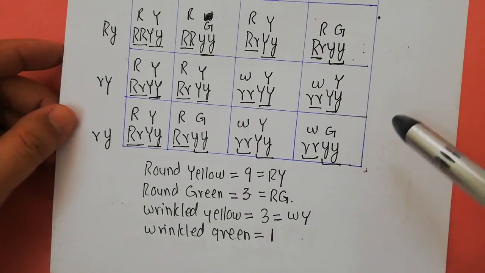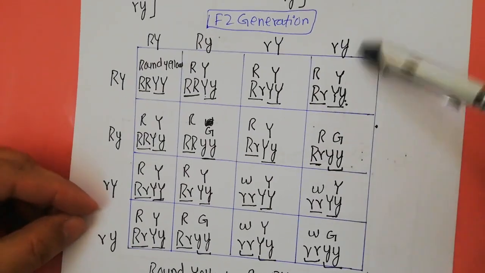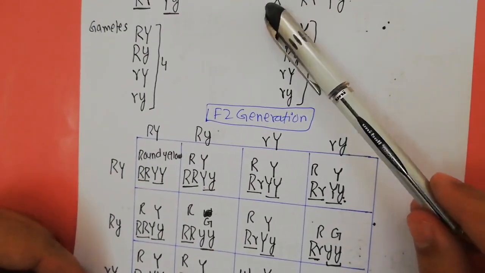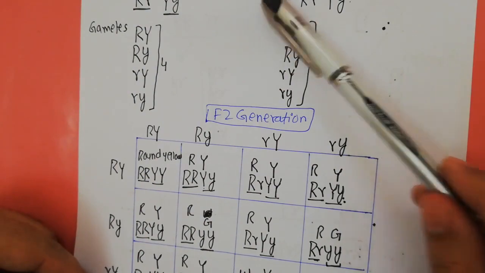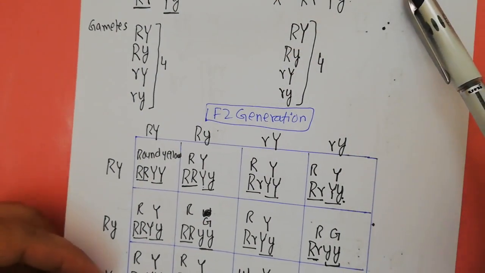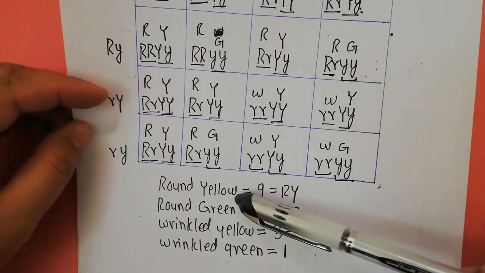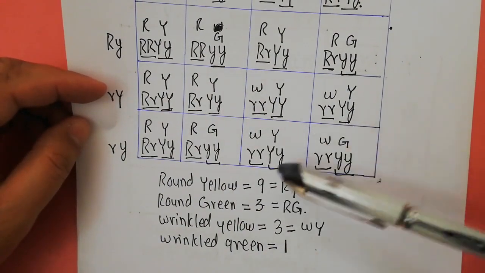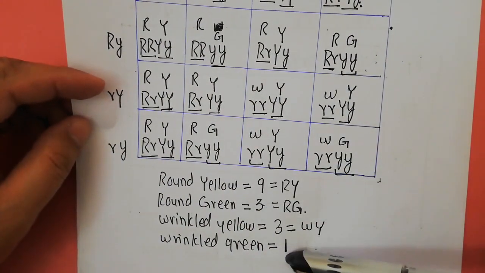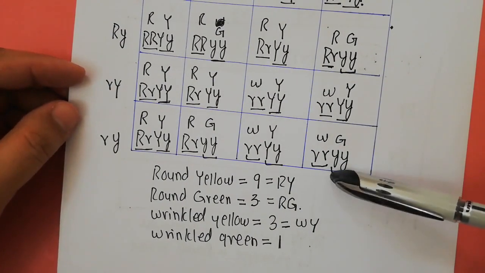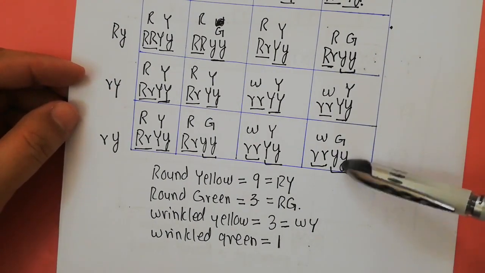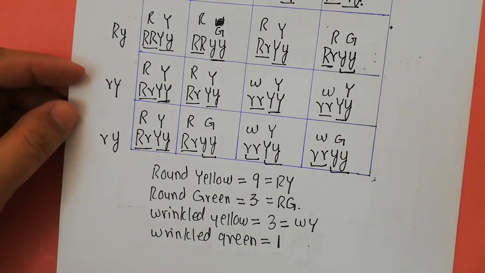Now, how does this work? How, when you cross a heterozygous round yellow plant with a heterozygous round yellow plant, are you going to get the 9 to 3 to 3 to 1 ratio? I have explained that in my another video on the Punnett Square, and I will share the link in the description.